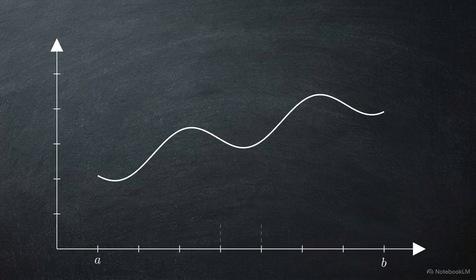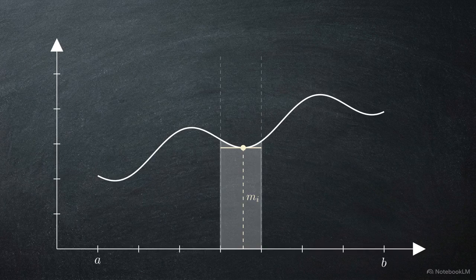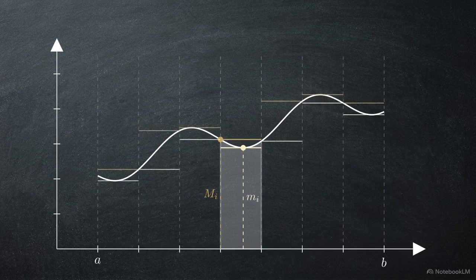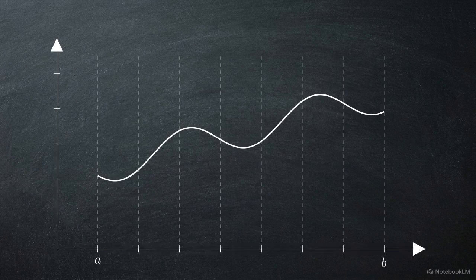Inside any single segment, we identify two values: the absolute lowest point the function reaches, m sub i, and the absolute highest point, M sub i. Establishing these definitive high and low ceiling values for every segment is the mandatory first step. It creates a rigid mathematical cage that will eventually force the true area to reveal itself.